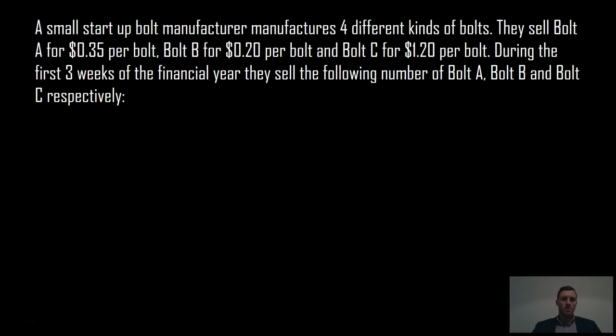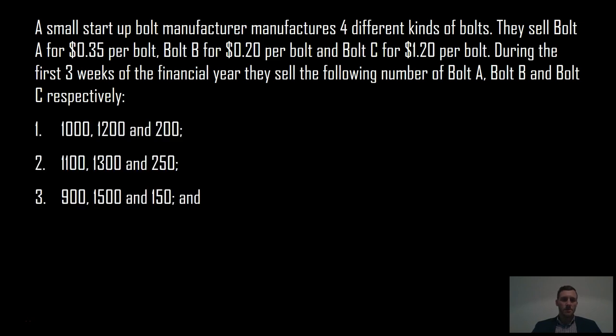Let's look at a quick example. A small startup bolt manufacturer manufactures 4 different kinds of bolts. They sell bolt A for 35 cents, bolt B for 20 cents, and bolt C for $1.20. During the first 3 weeks of the financial year, they sell the following number of bolt A, B, and C respectively. In week 1, they sell 1,000 of bolt A, 1,200 of bolt B, and 200 of bolt C. In week 2, they sell 1,100 bolt A, 1,300 bolt B, and 250 bolt C. In week 3, they sell 900 of bolt A, 1,500 of bolt B, and 150 of bolt C.